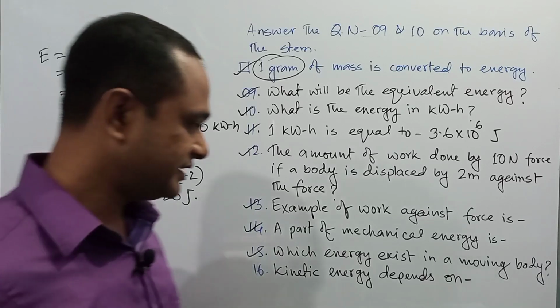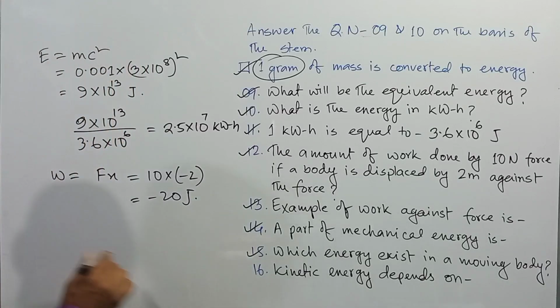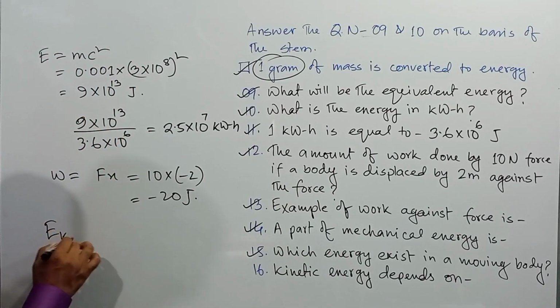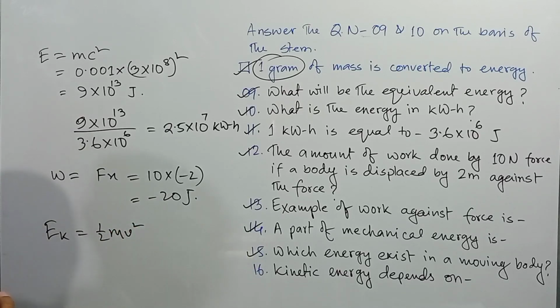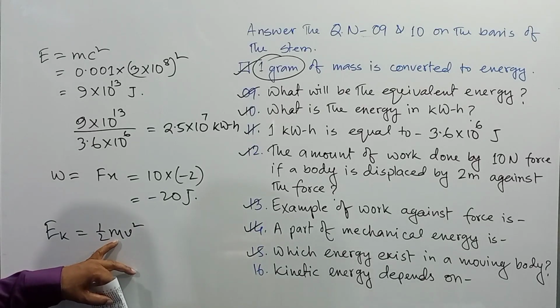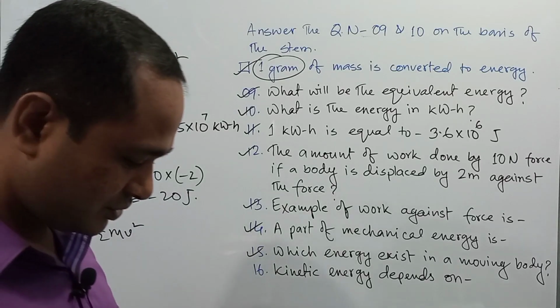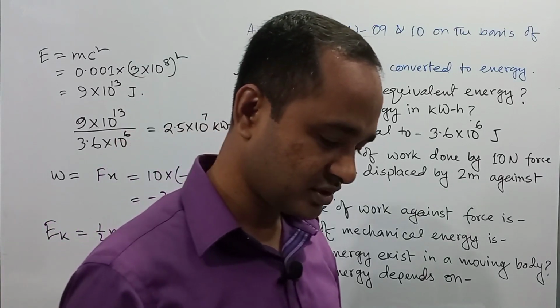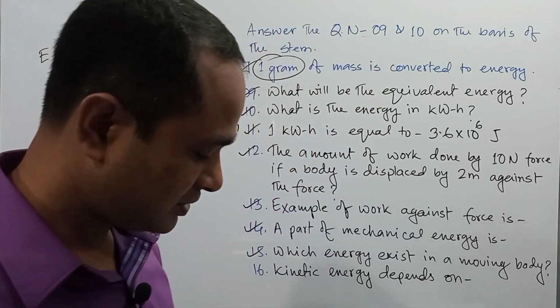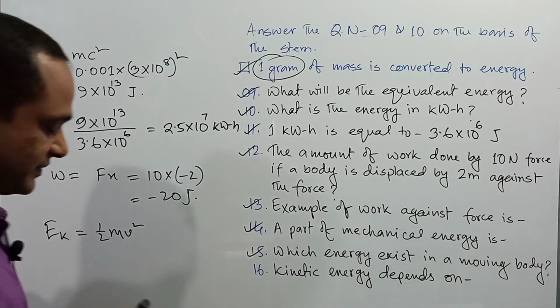Finally they asked what kinetic energy depends on. From the expression we have already discussed, kinetic energy Ek is equal to half mv square. So from the derivation we can say that kinetic energy depends on m and velocity of the body, that is mass and velocity. Here the options are mass and velocity, velocity and force, mass and force, momentum and force. So from the given options, the right option is mass and velocity.